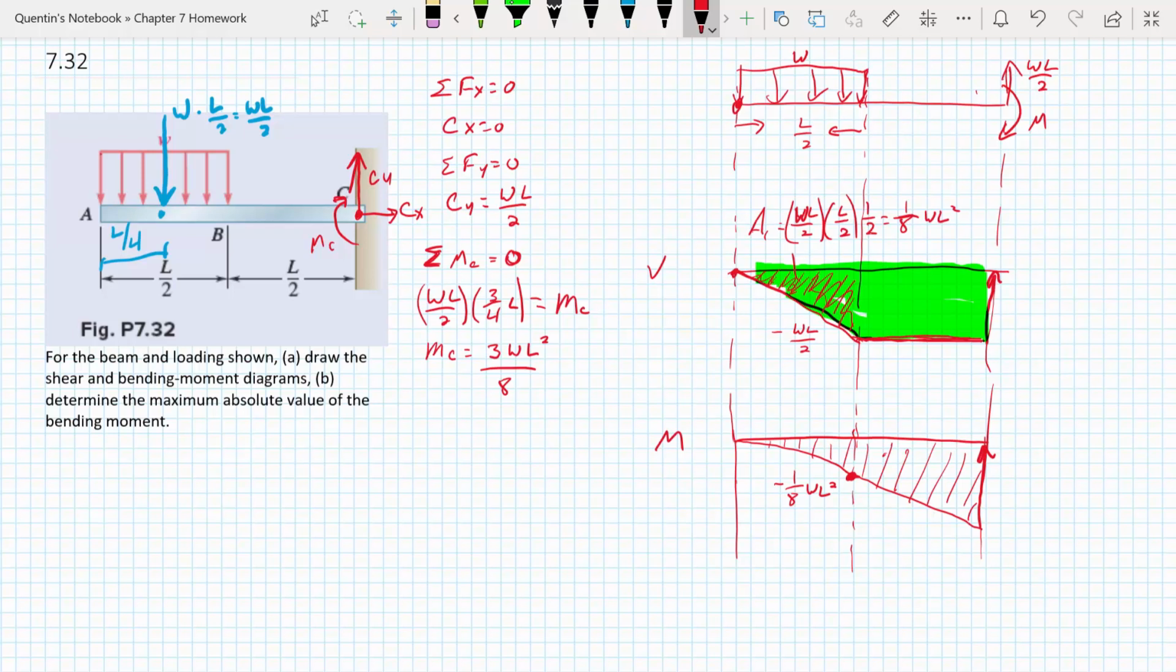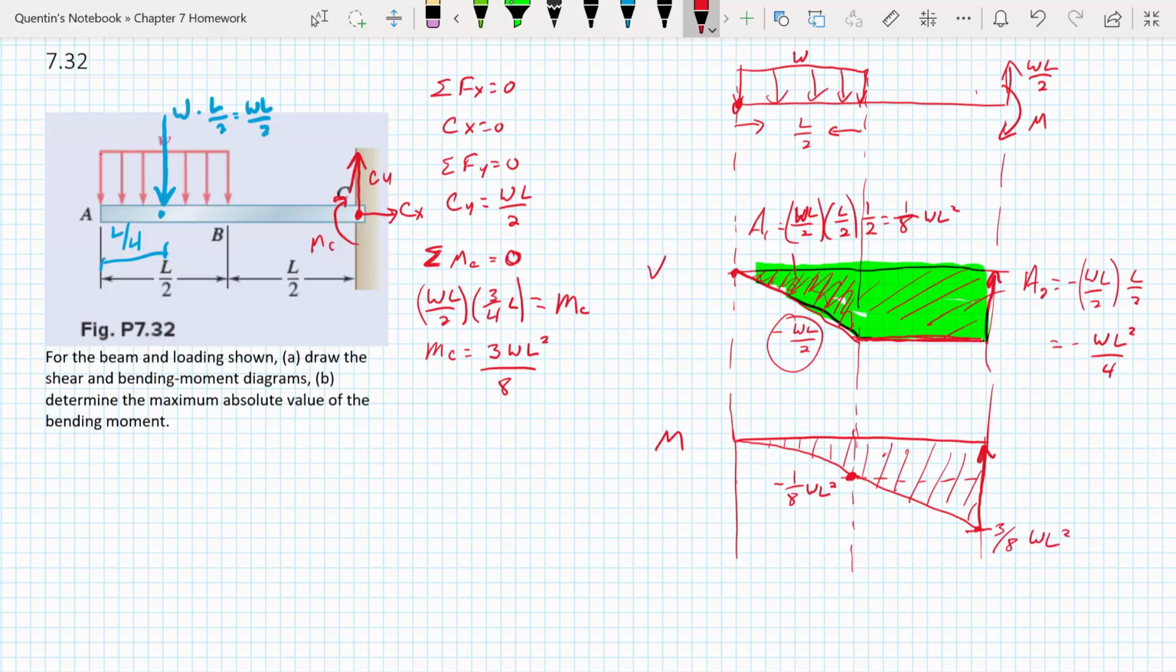And so this one right here is therefore minus 1/8 WL squared. Okay, that's fair enough. Now, from here to here is the area under this curve, so we'll call this A2, and that's just minus WL over 2, this value, times the length, which is L over 2. So that is minus WL squared over 4. So from here to here is WL squared over 4, and since we're starting at 1/8, we're going to go down to 3/8 WL squared.